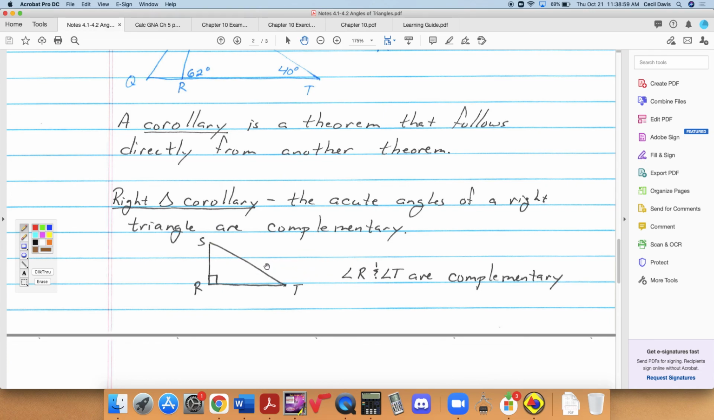So, in this triangle, I wrote it wrong. It should have been angle S and angle T are complementary, not R and T.